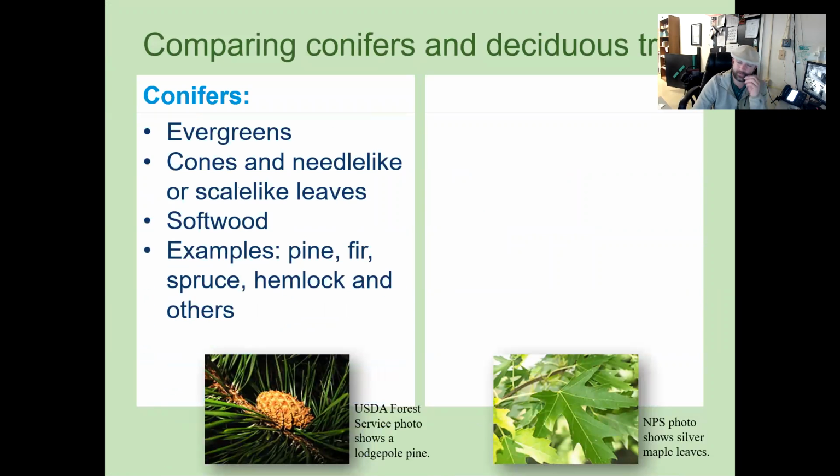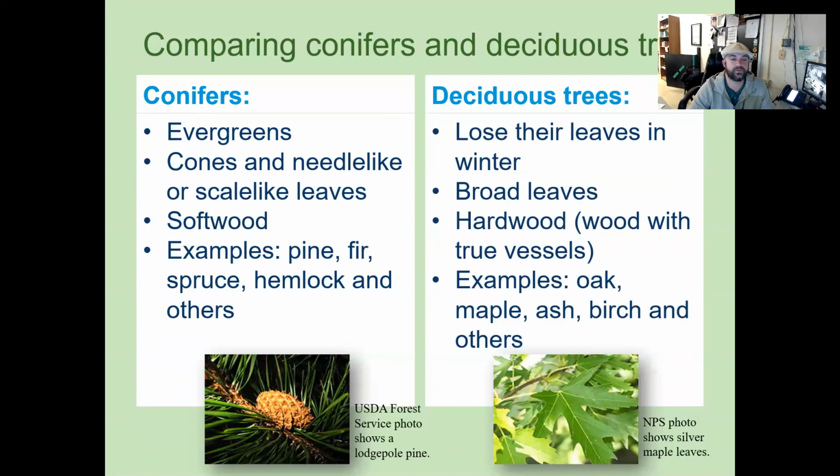So comparing conifers and deciduous trees, conifers are evergreens, with cones and needle-like and scale-like leaves. They're softwoods, and some examples here would be pine, fir, spruce, hemlock, and others. And then deciduous trees lose their leaves in the winter. They have broadleaves and hardwood, wood of tree vessels. Examples would be oak, maple, ash, birch, and others.